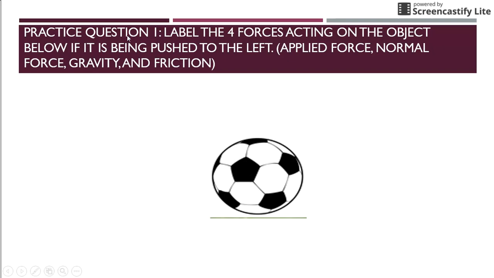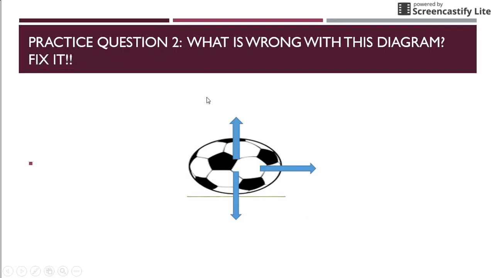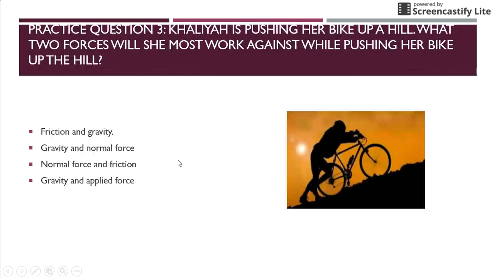Practice question 1. Label the 4 forces acting on the object below if it is being pushed to the left. So we have an applied force, normal force, gravity, and friction. Practice question 2. What is wrong with this diagram? Fix it. It is missing one force.